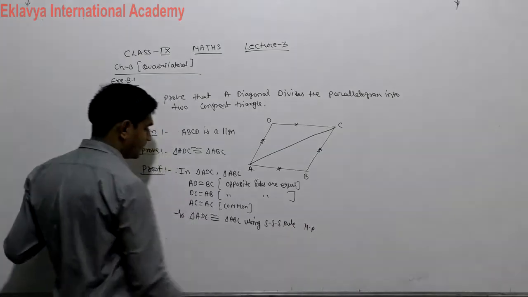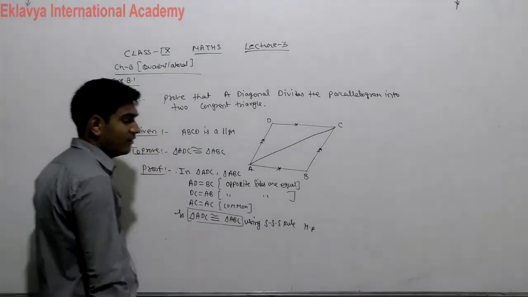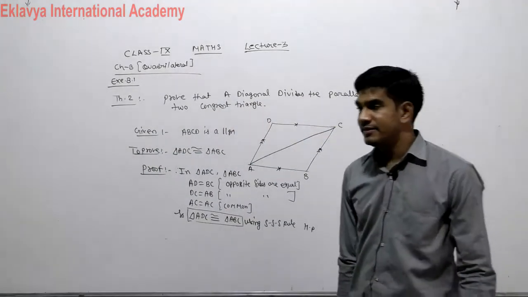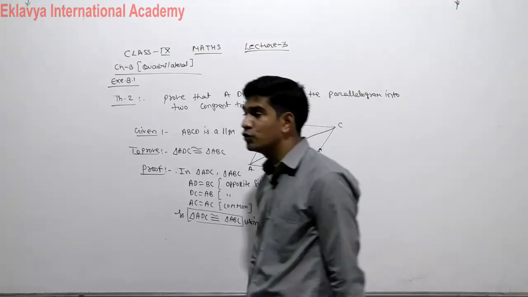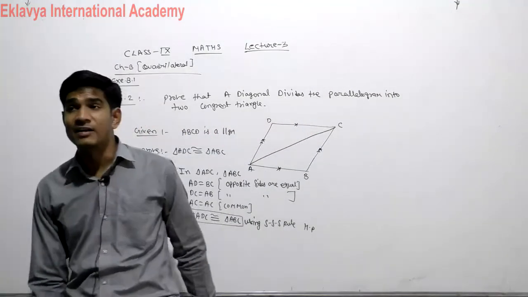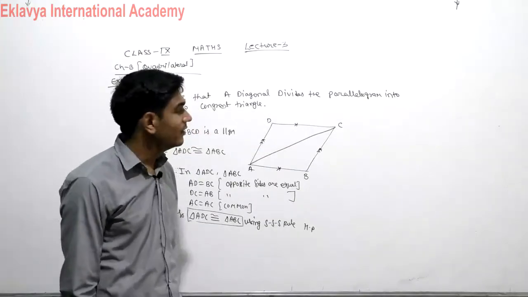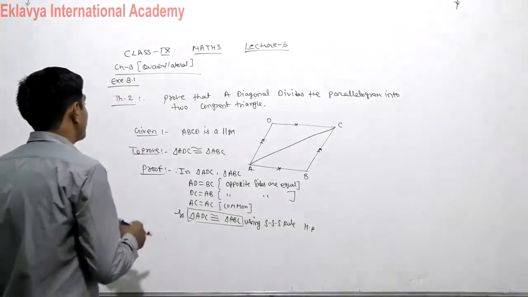Hence proved. You had to prove that if we draw a diagonal in the parallelogram, then that diagonal divides the parallelogram into two triangles which are congruent to each other. That is the first property, right? Now see the second theorem.